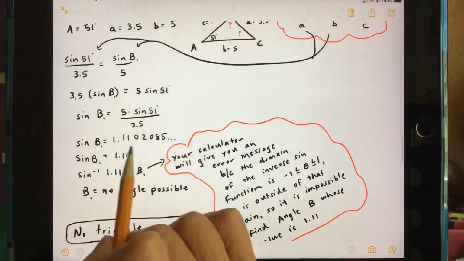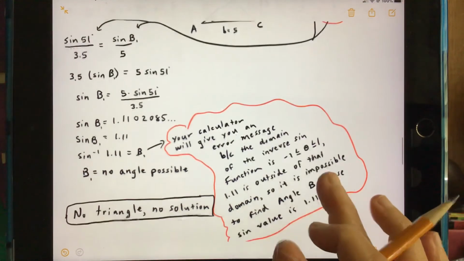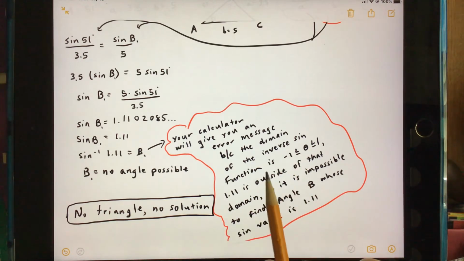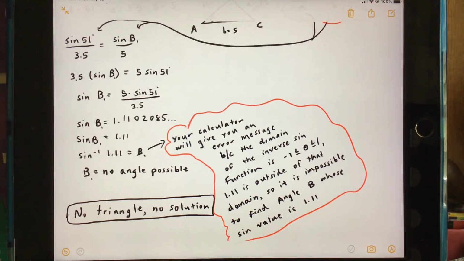Throw that into your calculator, and this is what you're going to see. Now it's time to find the inverse sine of this value. So switch the 1.11 and the B1, and you use your inverse function. Your calculator is going to tell you that it can't do it. It's going to give you an error message because the domain of the inverse sine function is between -1 and 1. 1.11 is outside of that domain. It's not between -1 and 1. So it is impossible to find an angle B whose sine value is 1.11. There is no angle possible. So no triangle, no solution.